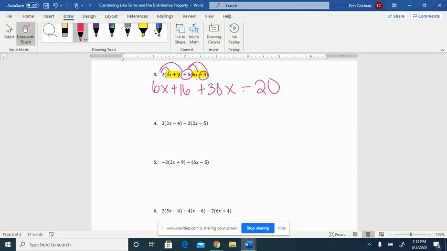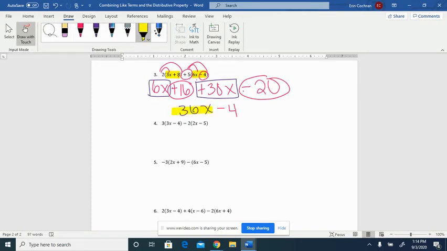Now as you look through this, we do have some like terms. We have a 6x and we have a positive 30x. So if I add those, 6x plus 30x would be 36x. And then we also have this positive 16 and a negative 20. So positive 16 minus 20 would be a negative 4. Now we can't combine these, so that is your final answer.